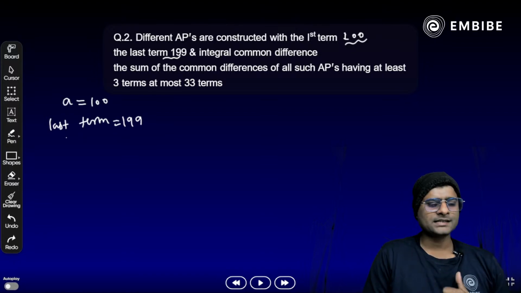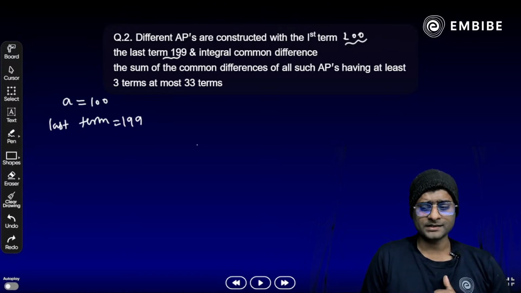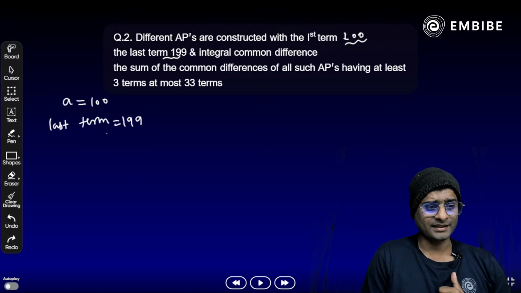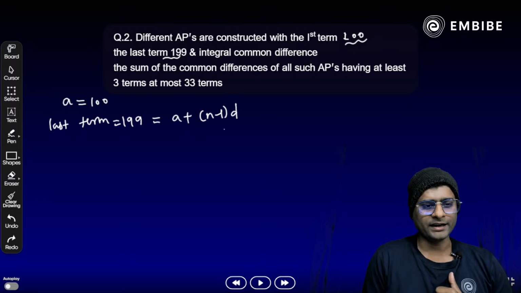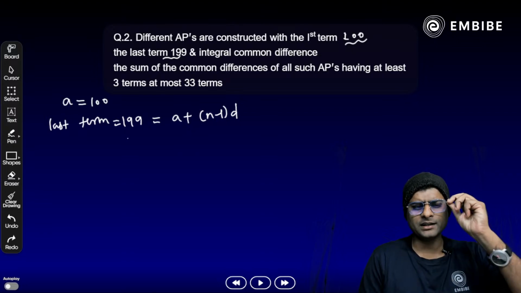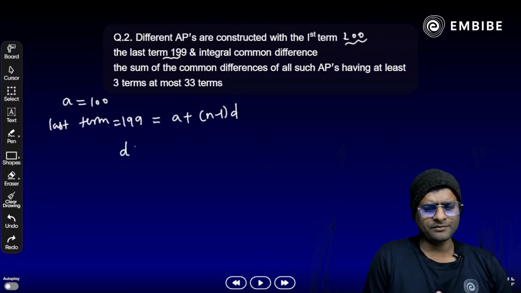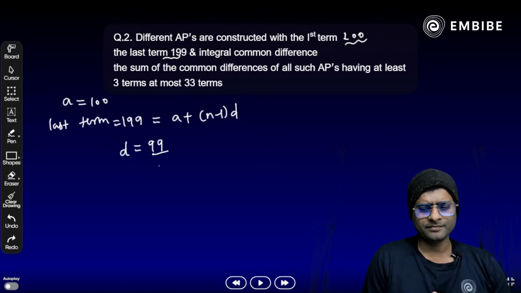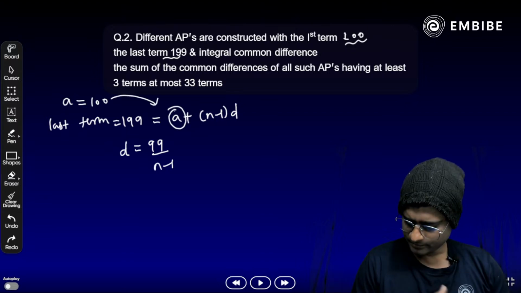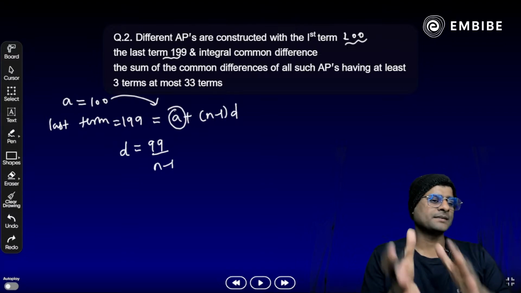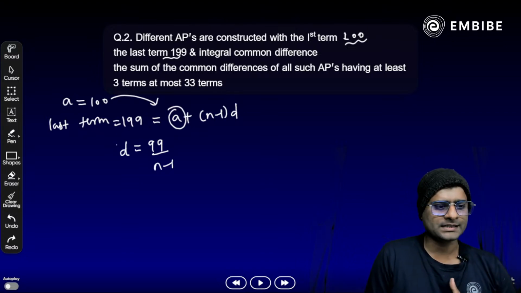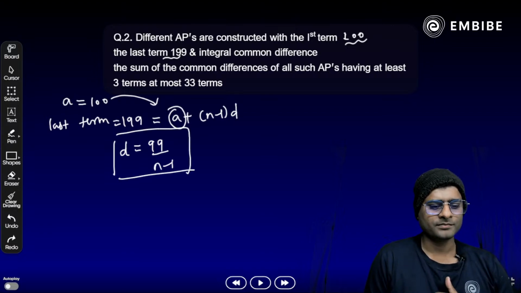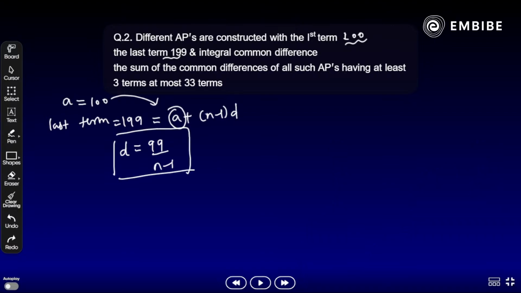Now, how else can you write the last term? A plus n minus 1 d. Yes, either we can write here a plus n minus 1 d, or try to find the value of d in terms of n. d we can get here as 99 by n minus 1. Why 99? Because we have the value of a here, that is 100. Once we substitute a as 100, we will get d as 99 by n minus 1. Clear? All right.